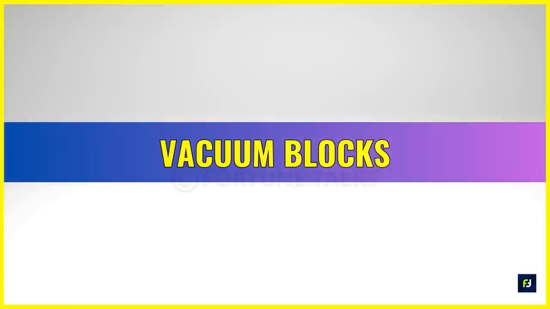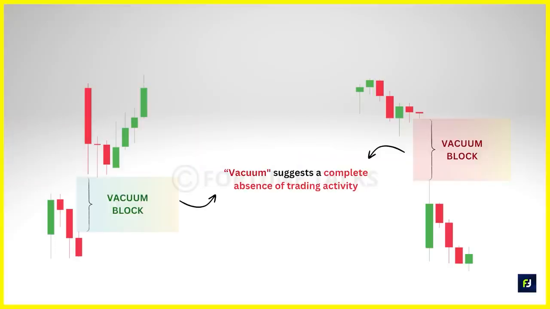Now let's move on to the second concept, which are vacuum blocks. As the word vacuum suggests, there is a complete absence of trading activity. By definition, it refers to a specific area on price chart where rapid price movements has occurred, leaving a noticeable gap or vacuum in the market.